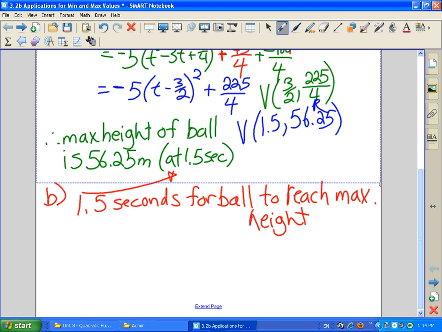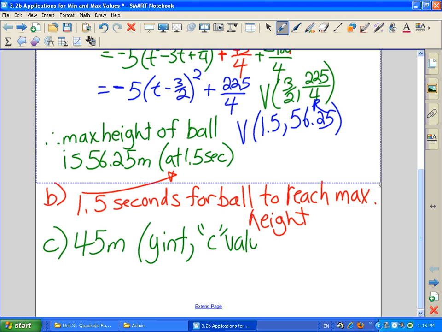All right. And ladies and gentlemen, the third question, or C part. C part says, how high is the balcony? Well, guess what? That's already been given in our question. We just had to spot it out. We know that it's 45 meters because it's the y-intercept, or the C value that was given in standard form. So that was given.